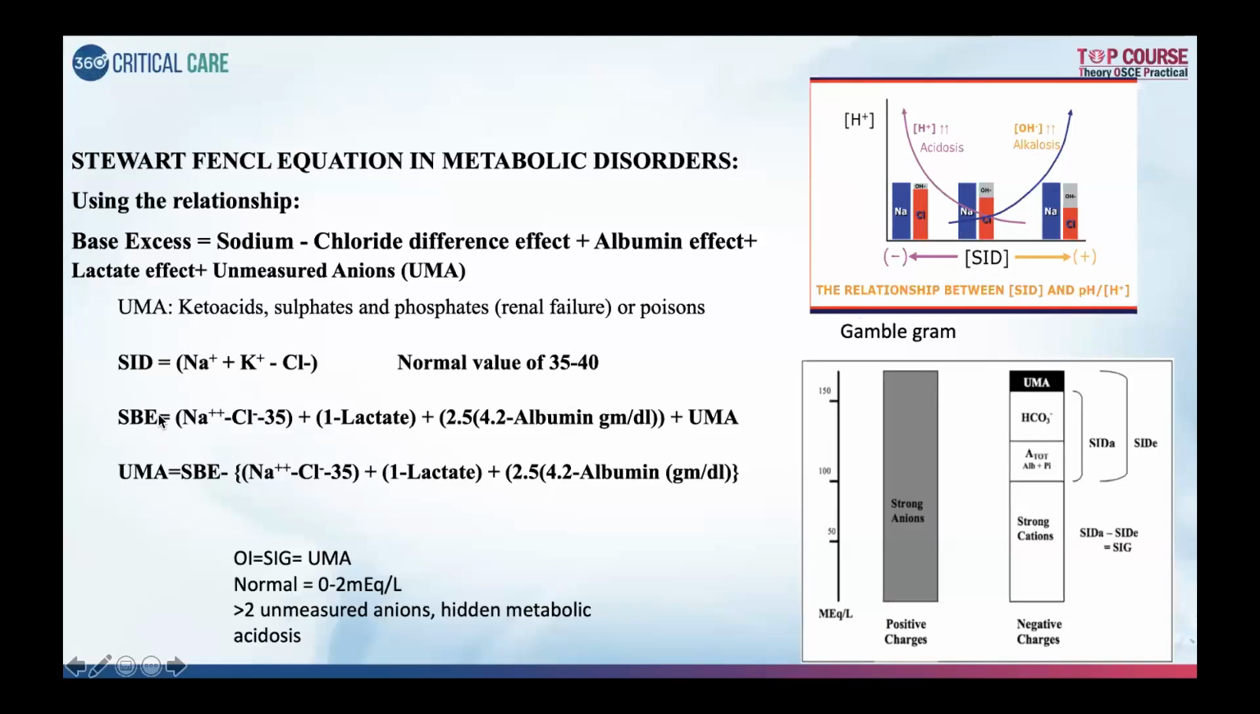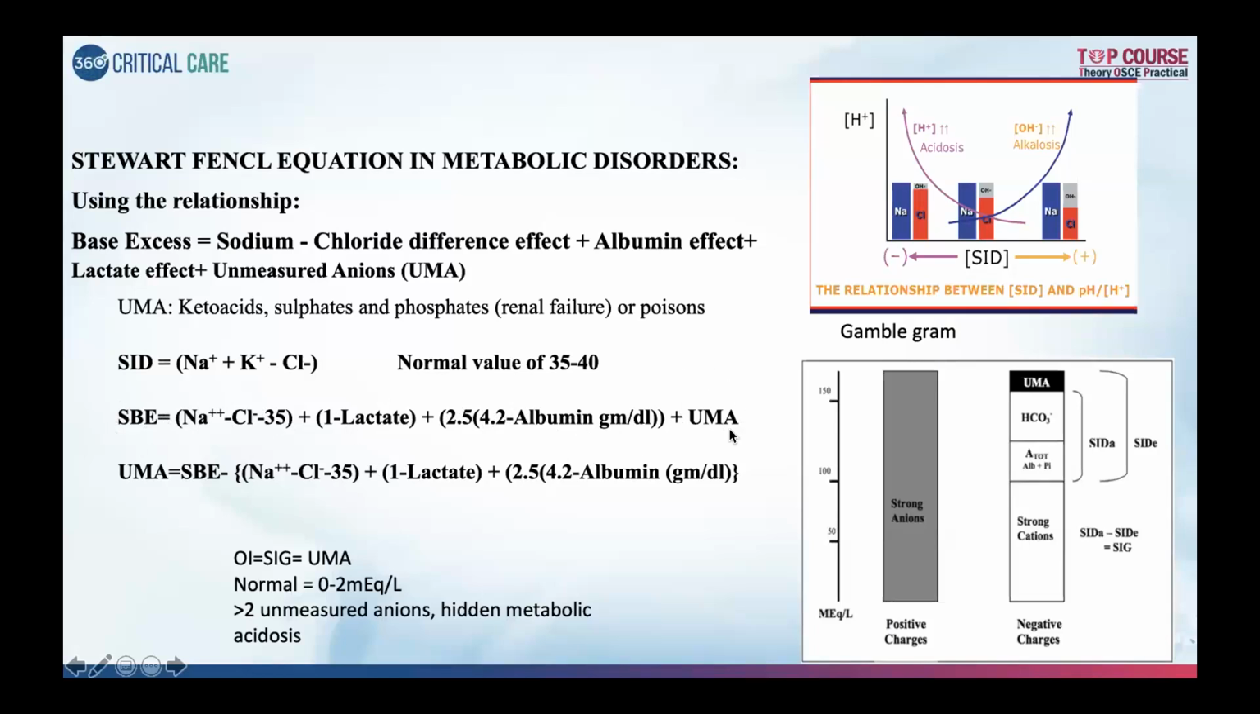And the simple method is the Stewart-Fencl equation. Here you can calculate how much of unmeasured anions are contributing to the acidosis. Your standard base excess is equal to the strong ion difference contribution, plus the lactate contribution, which is 1 minus lactate, as the factor is 1, plus the albumin contribution. The factor for albumin is 2.5, similar to your anion gap, so 2.5 times (4.2 minus albumin). Plus your unmeasured anions. This will be the base excess that you measure.